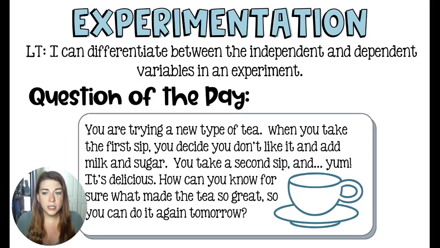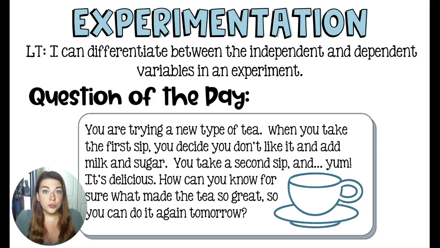It says, you're trying a new type of tea. When you take the first sip, you decide you don't like it and you add some milk and sugar. You take a second sip and yum, it's delicious. How can you know for sure what made the tea so great so you can do it again tomorrow? Remember to pause.